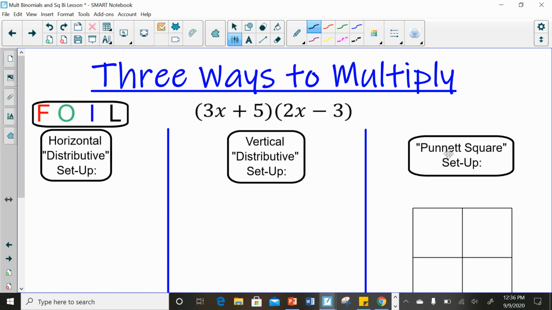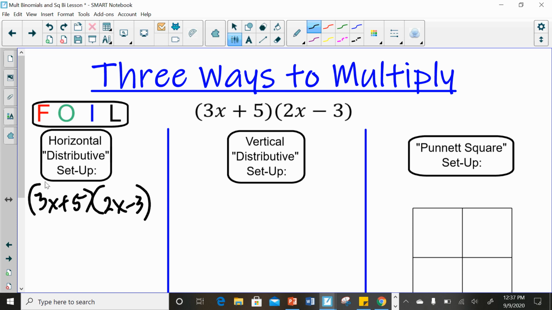So let's start with, we'll do FOIL first. So 3x plus 5 times 2x minus 3. So FOIL just means F is for first, O is for outer, I inner, and L last. So your first terms are the first terms in the binomial.